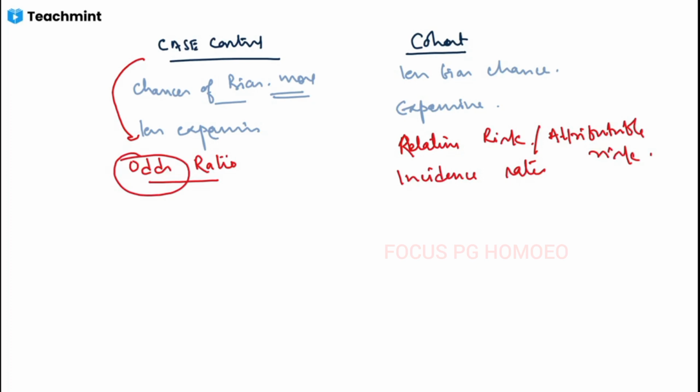So case control deals with the rare study, and rare are odds. Rares are not common, so rare occurs rarely, and that is odds. So case control deals with the odds ratio, whereas cohort study deals with the relative risk, attributable risk, or incidence rates. So this is the difference between the case control and the cohort study, and most important for the exam.